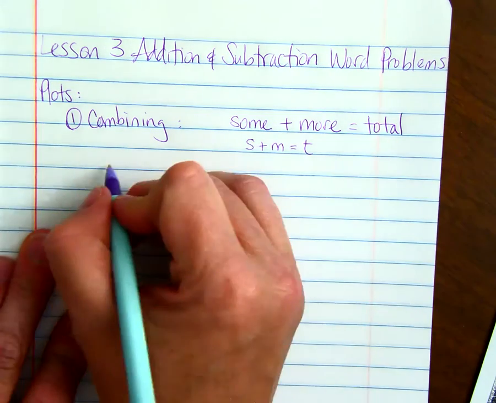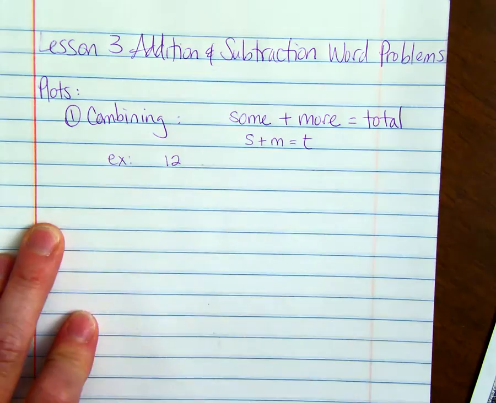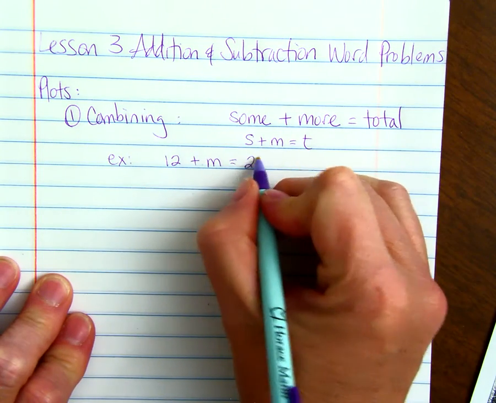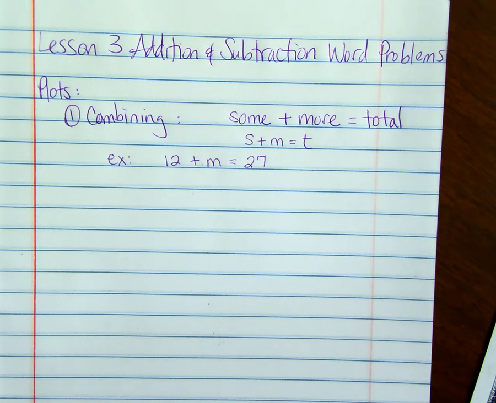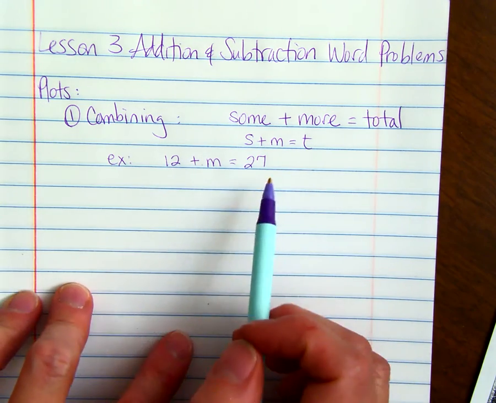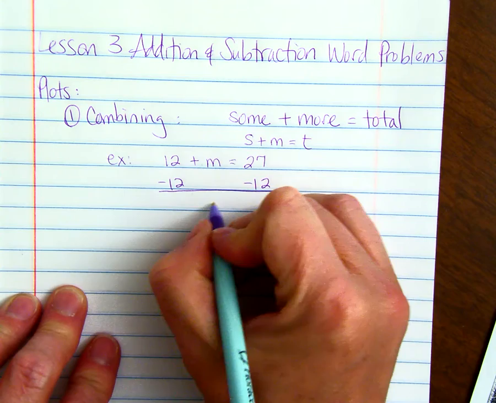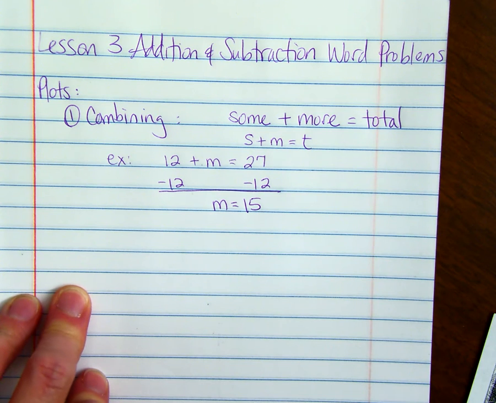For example, Andrew's playing basketball and he got 12 points the first half, then he made some more baskets the second half for a total of 27 points in the game. How many points did he score the second half? This is a combining because he got some points, then he got some more, and he has a total at the end. That's the plot. To solve it we have to subtract, but the actual plot is a combining plot. We subtract 12 from both sides of the equal sign, and we get M equals 27 minus 12, or 15. We got 15 points.